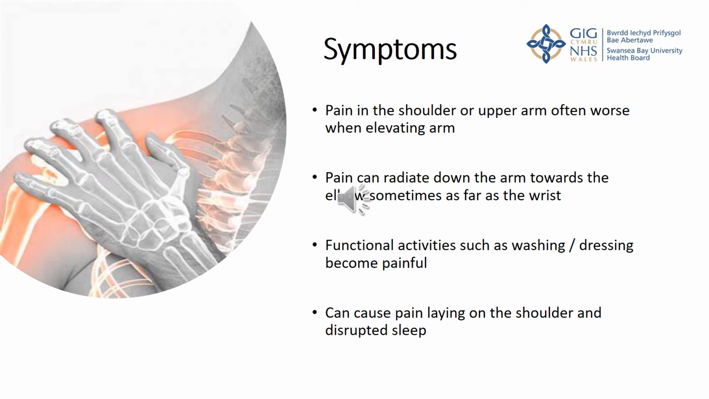Symptoms involve pain in the shoulder or upper arm, which is often worse when elevating the shoulder. This was demonstrated with the painful arc test on the previous slide. Pain can radiate down the arm towards the elbow and even as far as the wrist in some cases. Functional activities can be painful, such as washing and dressing, and it is not unusual to have disrupted sleep when laying on the shoulder.